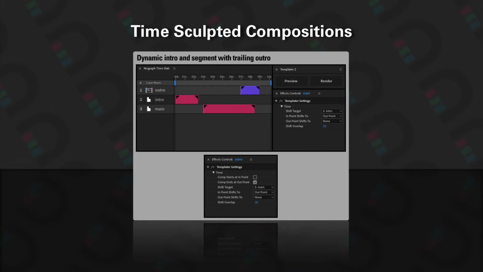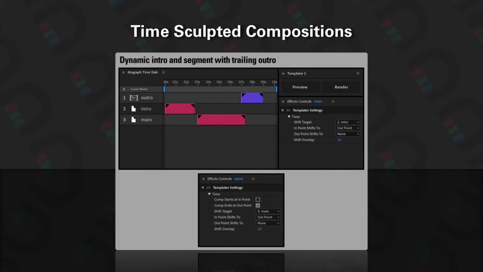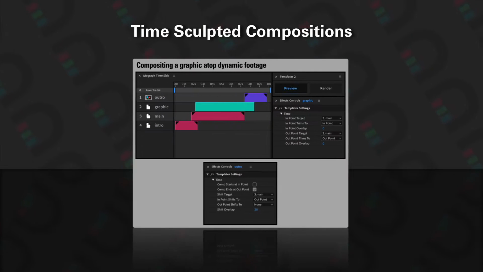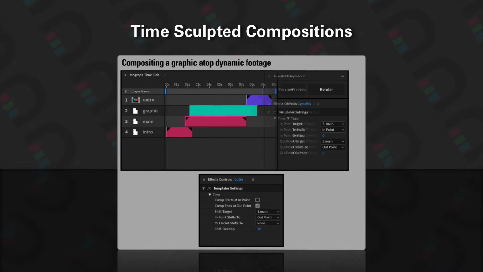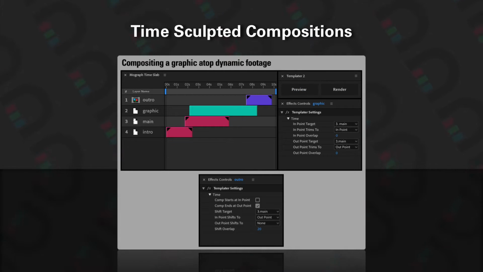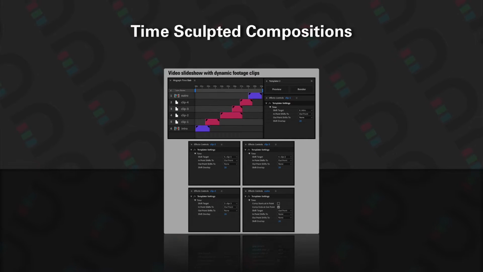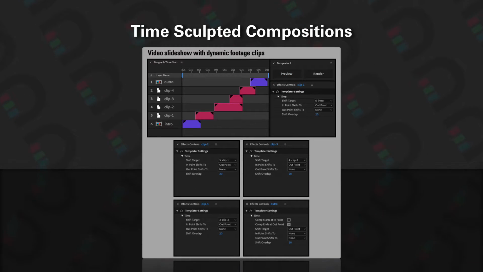All of these time sculpting rules can be combined for some sophisticated setups so that your comps can be truly dynamic. No need to worry about when your layers change duration. Templator will keep your compositions intact. No matter the complexity, Templator will intelligently rearrange your layers according to your time sculpting rules.